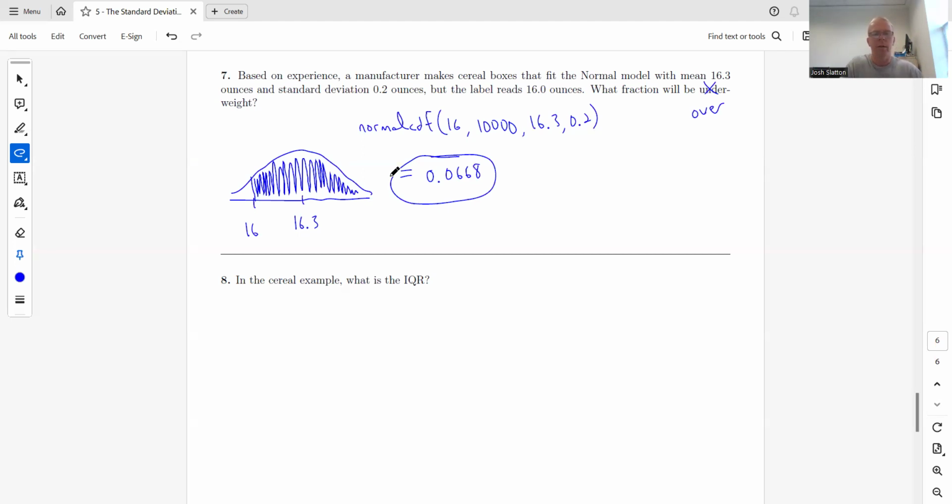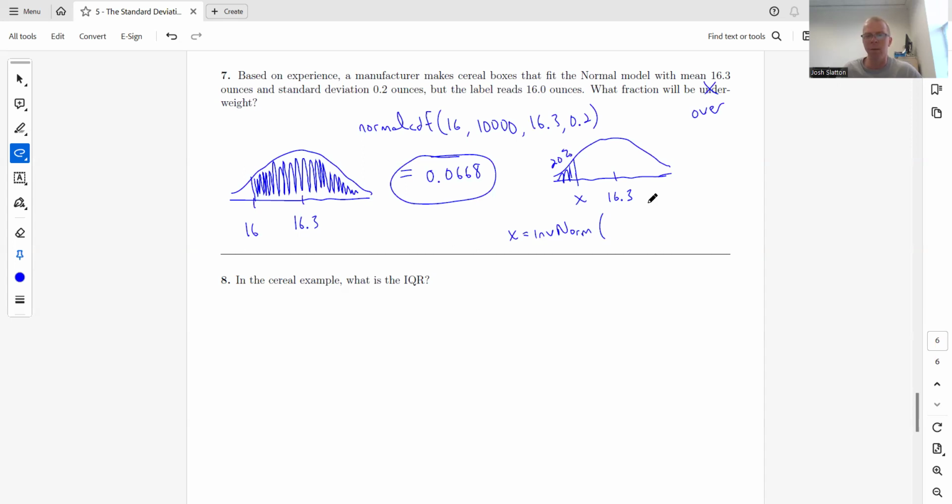Now let's add a little part to this. Where would the bottom 20% be? So for the bottom 20%, we'll put 16.3, and let's find some x so that 20% is below. We're just making up an extra part here. In this case, we would use inverse norm. Before we do it, would the answer be more than 16.3 or less than? It'd have to be less than.